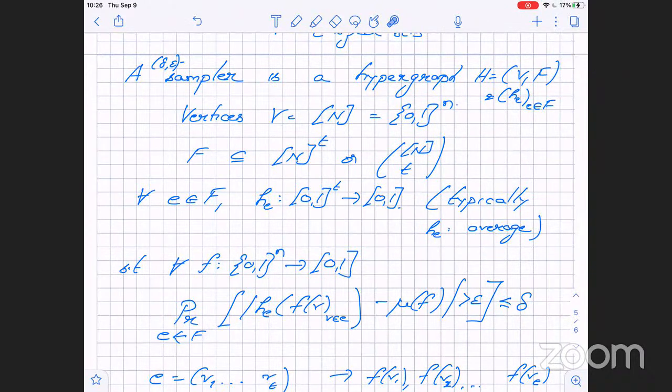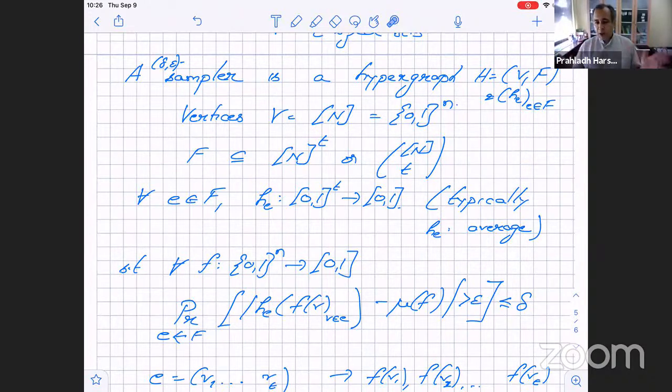No, I'm unfamiliar with this notion of a hypergraph. How is it a generalization of a graph? So the only difference between a hypergraph and a graph is the following. In a graph, there's a bunch of vertices and a bunch of edges. And what are edges? Edges are a subset of the vertex choose 2, because every edge is a pair of vertices. Okay.